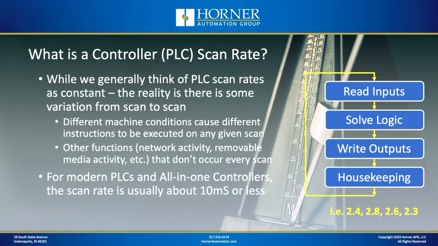Different machine conditions can occur so that different portions of the logic or different instructions are being executed on a particular scan. Or in that housekeeping section, that's where things like the network connections are taken care of, maybe reading or writing from a memory card or something like that. There's a variety of other functions that a modern PLC or a modern controller needs to take care of, which have an impact on the scan. But even so, most modern PLCs and all-in-one controllers have a scan rate in the 10 milliseconds or less range, unless you've got a really large program or maybe you're dealing with a particularly basic controller.